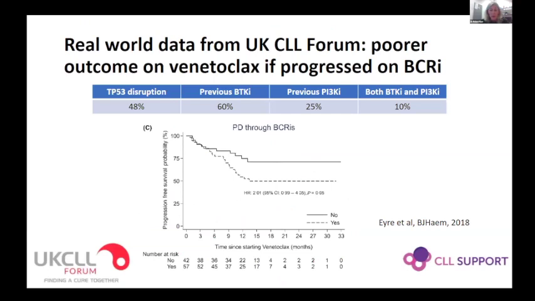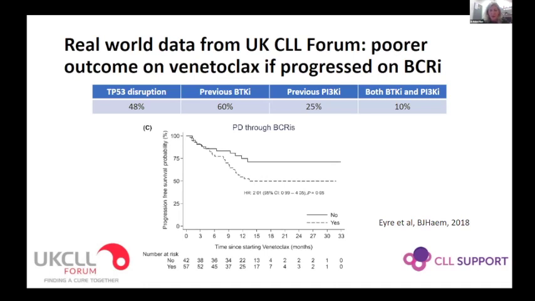We have some retrospective real-world data from the UKCLL forum, looking at the outcomes when patients go onto venetoclax when they've progressed on a previous B-cell receptor inhibitor. Looking here at real-world data published by Toby Eyre, where patients were treated with venetoclax after a prior B-cell receptor inhibitor, two-thirds of them, as you can see here, had prior ibrutinib or another BTKI. About a quarter had had idelalisib, and 10% had had both a Bruton tyrosine kinase inhibitor and idelalisib.